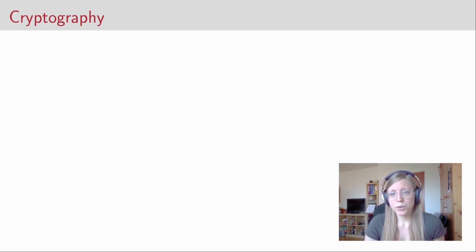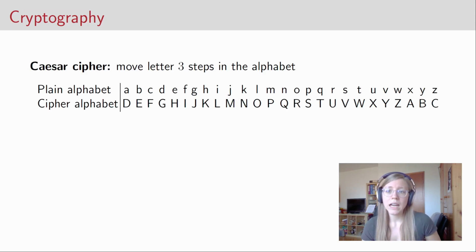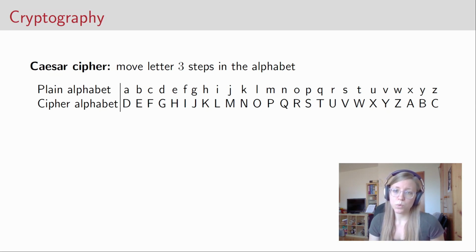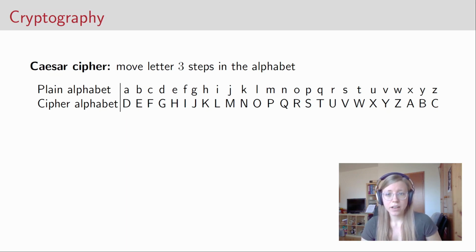So I want to show you a different cryptography scheme, which is called the Caesar cipher. So first, some notes about the terminology that we use. We always distinguish between the plain alphabet, which is used to write the original messages in, and the cipher alphabet, which is the alphabet we write the encrypted messages in. Okay, so the Caesar cipher is a quite simple encryption scheme.